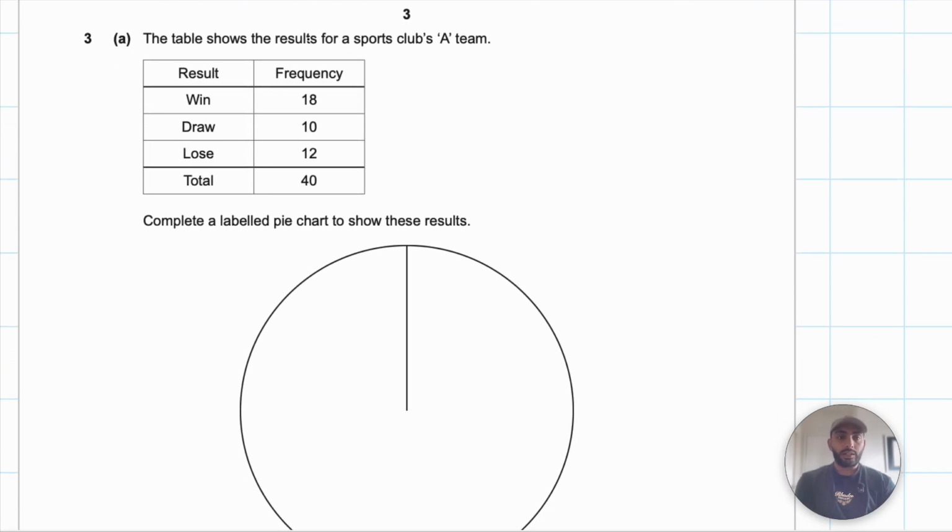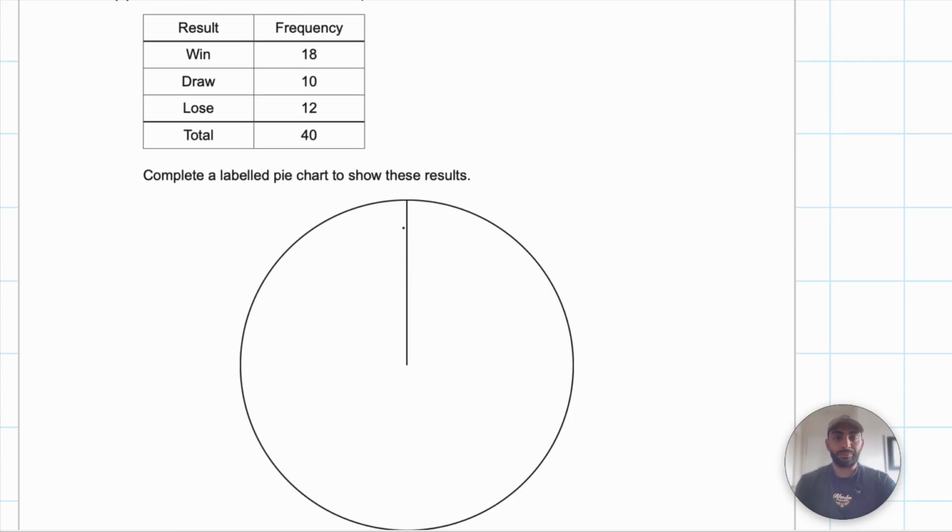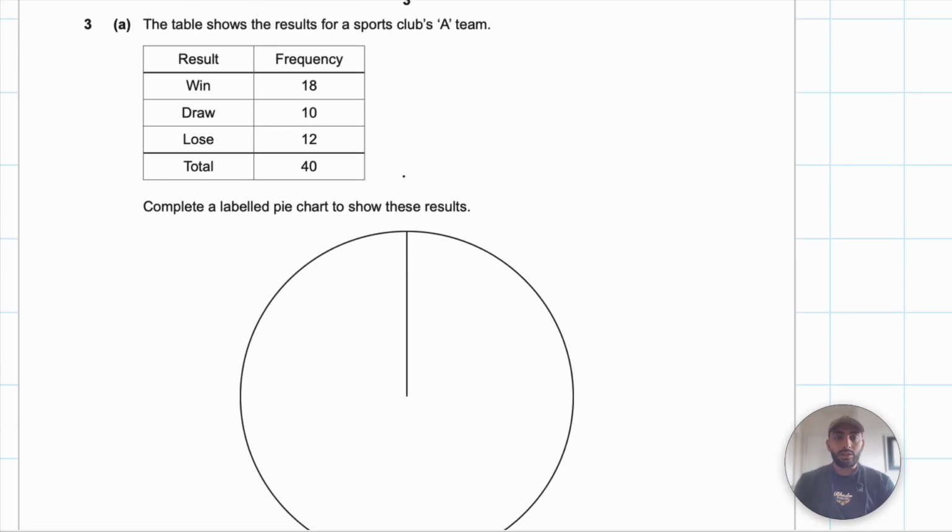Question 3. The table shows the results for a sports club's A team. That's the win, draw, lose, and the total. Complete and label a pie chart to show these results. Let's first think about what angles we need here. In a pie chart, all of the angles add up to 360, so the total would be 360. I can see quite nicely that 40 multiplies by 9 to give me 360. So an easy way to do this is to multiply all of these by 9.